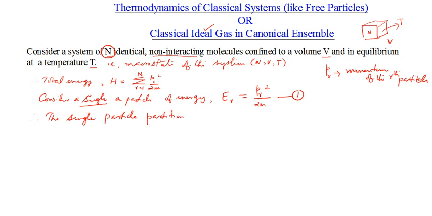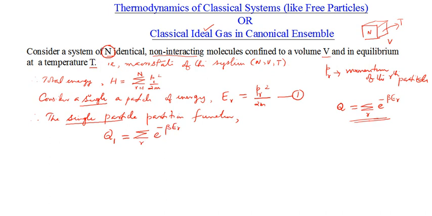The single particle partition function for this particular particle, think about what would be its meaning, I'm representing as Q1. Q is the canonical partition function, and Q1 denotes the single particle, not the entire system, please. What is our definition of a canonical partition function? For discrete systems it is given by the sum over r of e raised to minus beta E_r. So Q1 equals the sum over r of e raised to minus beta E_r. Let me say that this is my equation number 2.